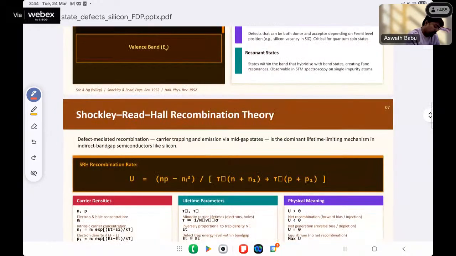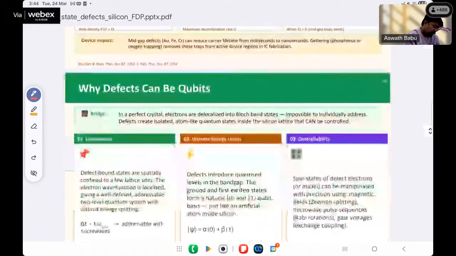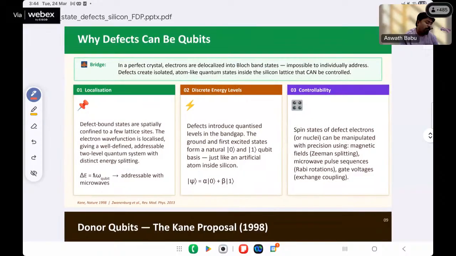Let me go somewhere. People are asking: why can defects be qubits? In a perfect crystal, electrons are delocalized into Bloch band states, and it is impossible to address them individually. Defects create isolated, atom-like quantum states inside the silicon lattice that can be controlled.